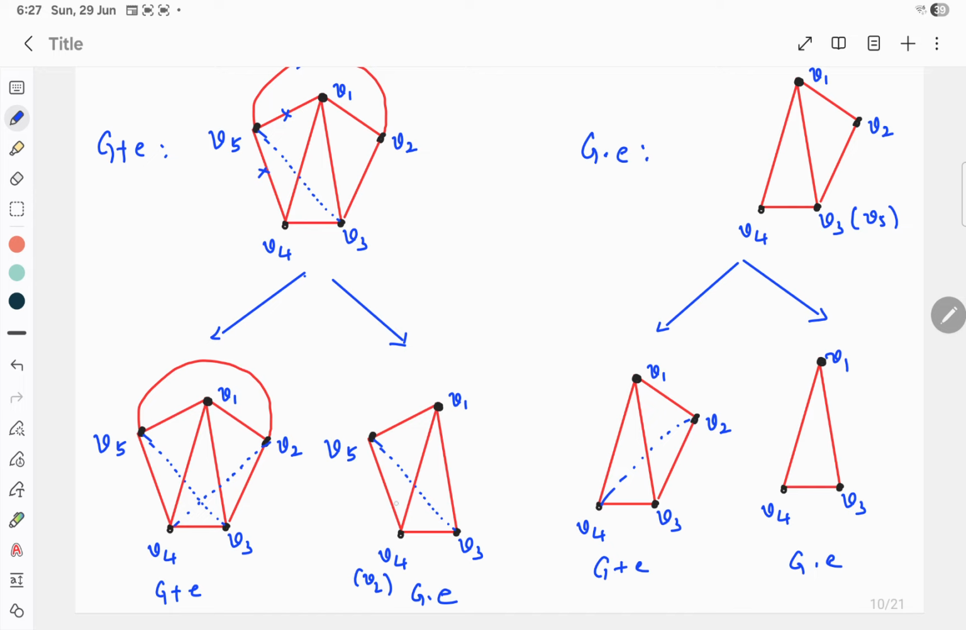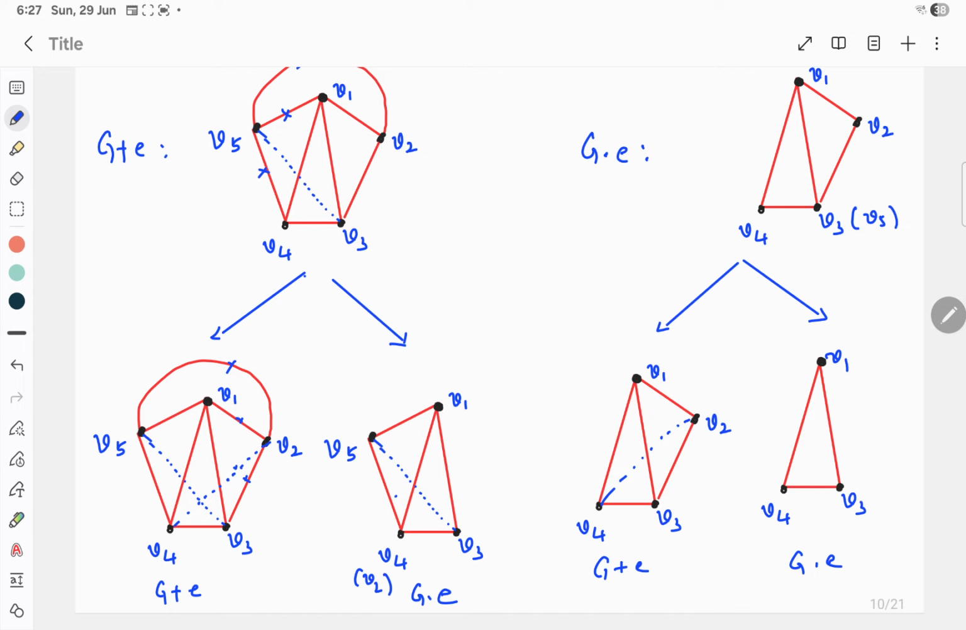Now you have V1, V5, V4, V3. Because the edges incident to V2 are this edge, this edge, this edge, and obviously this edge, these are cancelled, deleted. And now we are getting a complete graph with 4 vertices, K4.